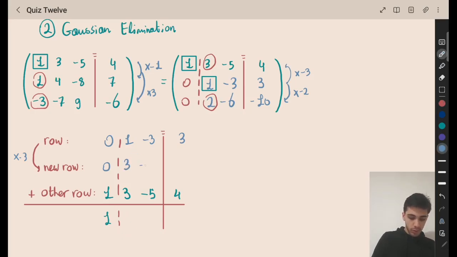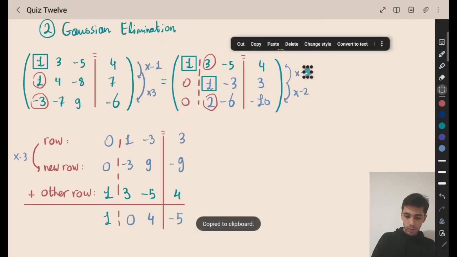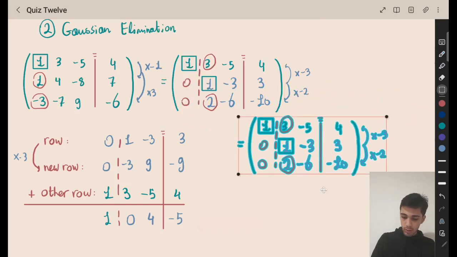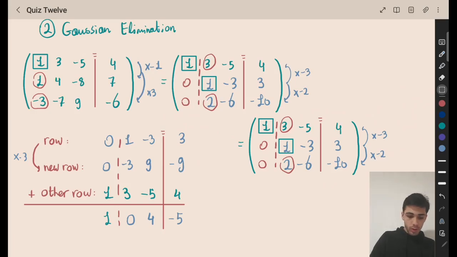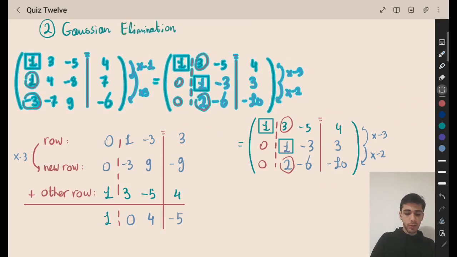1 times 3 is 3, minus 3 times, this is minus 3. Minus 3 times minus 3 is positive 9. And then this is negative 9. Negative 9 plus 4 is negative 5. This is 4, and this is 0, as designed. So just give myself a little bit more space here.